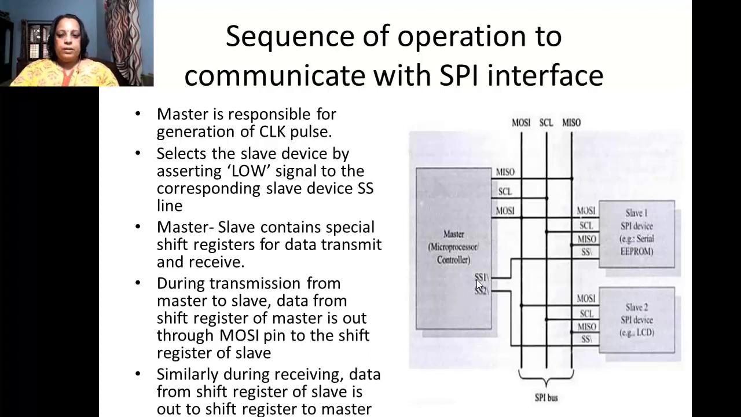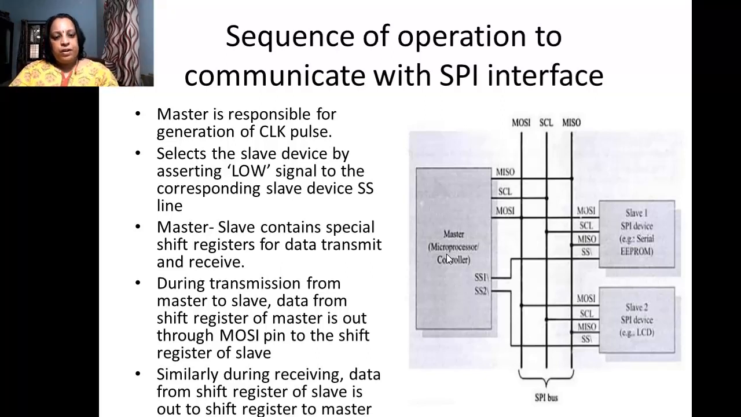So here the address of the slave is eliminated and the slave select line is being used. As usual, the master is responsible for generating the clock pulse. Initially the clock pulse will be sent across through SCL, and the next step is to select the slave. As I have already mentioned, a low signal will be sent across to the slave select line which it wants to connect. And then how does the data transfer occur? Now that slave 1 and master are connected, how does the data transfer occur?